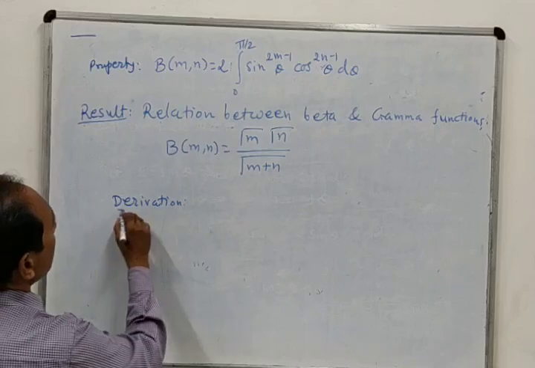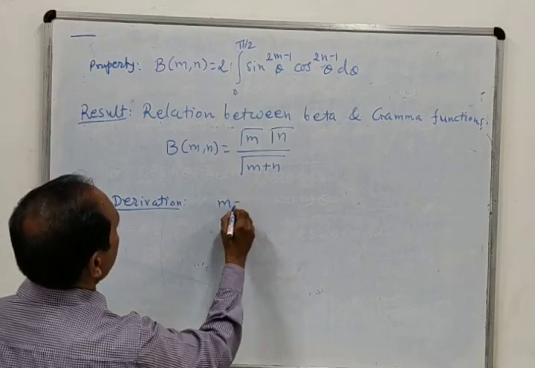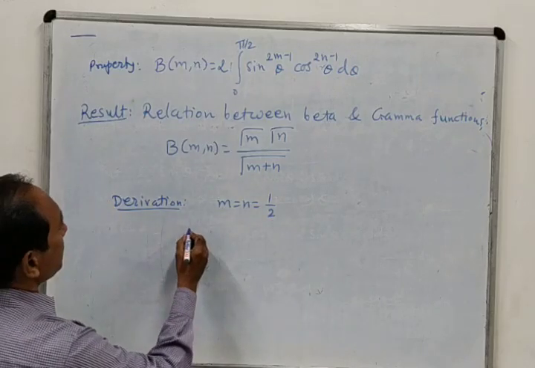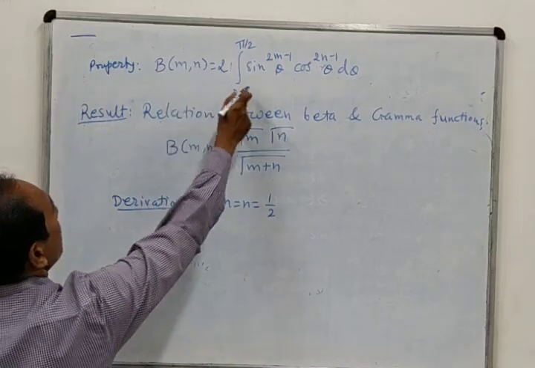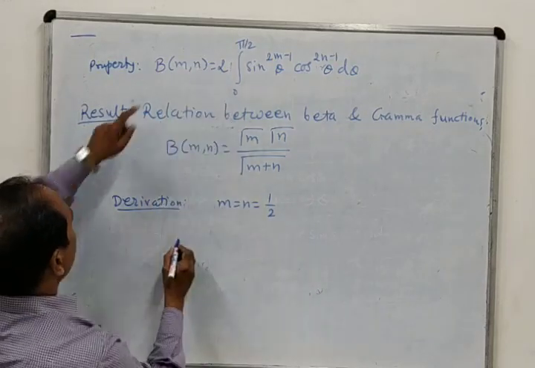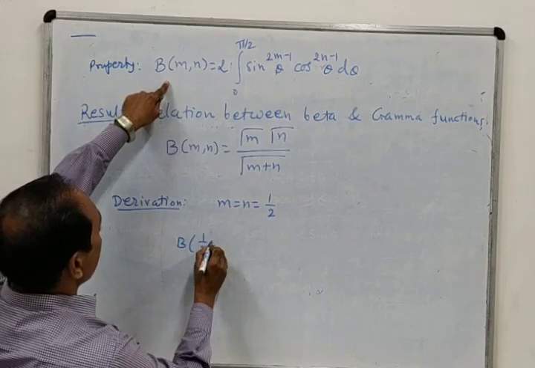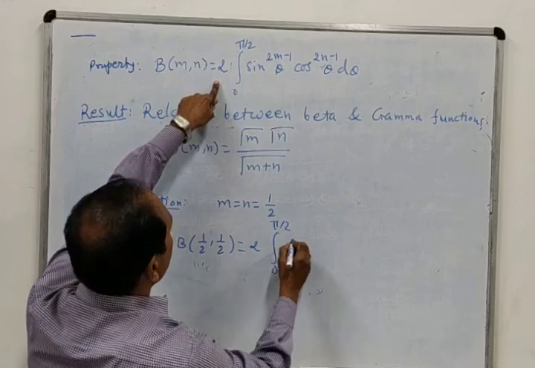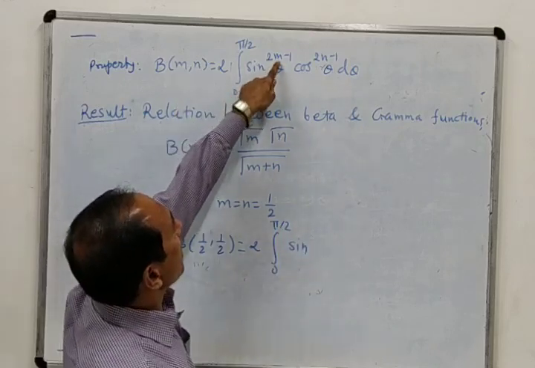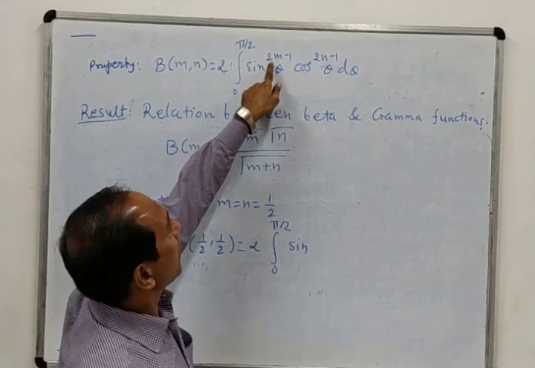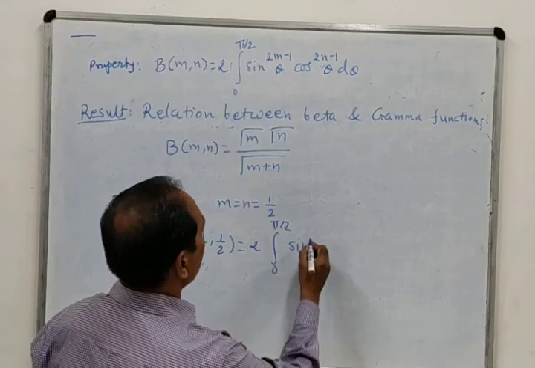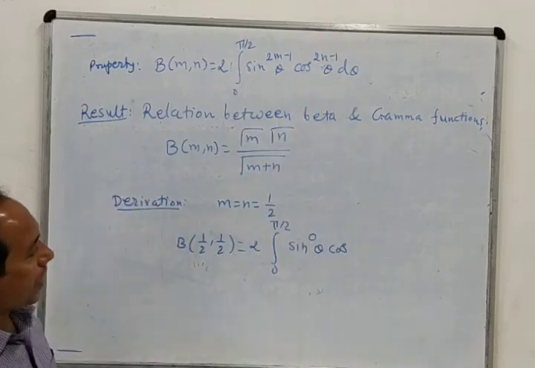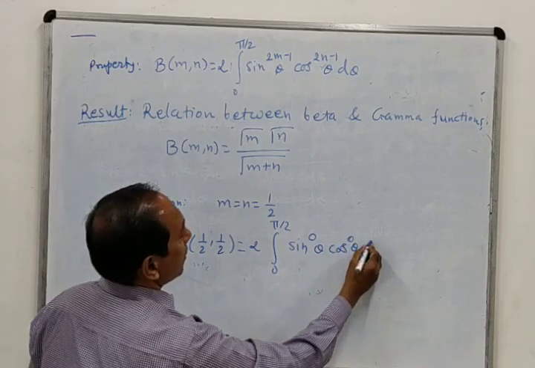Derivation. Here in this formula we will put m and n equal to 1/2. Let us see what will happen. We will also make use of this definition. So we have beta 1/2 comma 1/2, with m and n both 1/2, 0 to pi by 2 sin raised to, here m equal to 1/2, so 2 and 2 cancel, 1 minus 1 is 0, sin raised to 0 theta. Similarly here if we put n equal to 1/2, we get cos raised to 0 theta d theta.